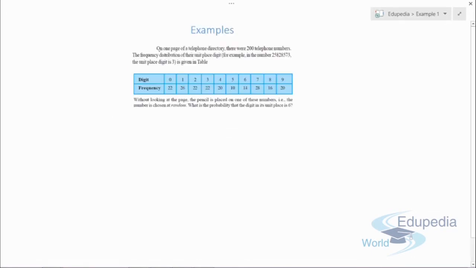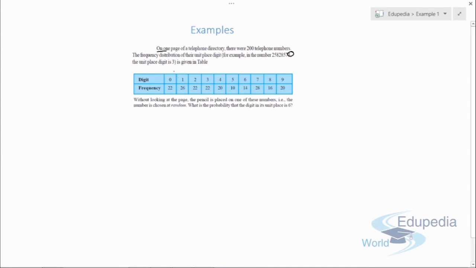The example says that on one page of a telephone directory, there were 200 telephone numbers and the frequency distribution of the unit place digit. For example, let's say we have a number 25828573. Its unit digit is 3, right? We have to find the probability of how many telephone numbers have the unit digit 3 out of the 200 telephone numbers. This is actually the question.